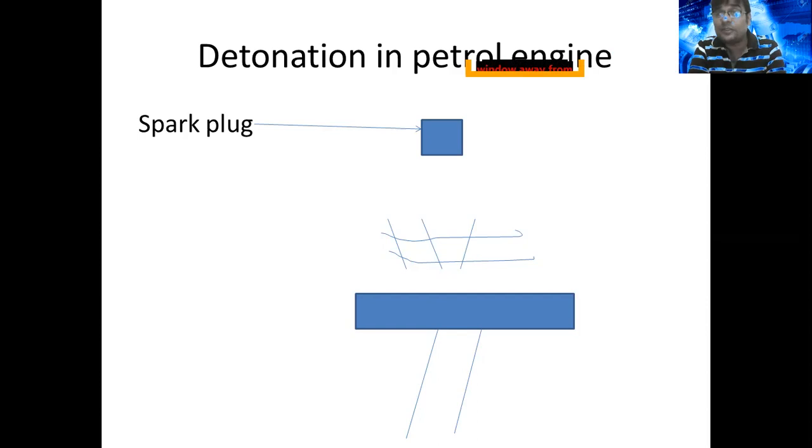Why does detonation in a petrol engine take place? Due to two flames coming in opposite directions. One flame comes from the side of the spark plug, another flame comes from the top of the piston. When both flames combine, they produce very high pressure and temperature, which is enough to damage the piston, the cylinder wall, and even seize or totally stop the engine.